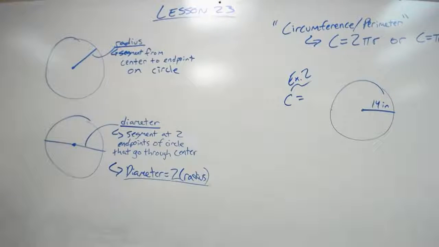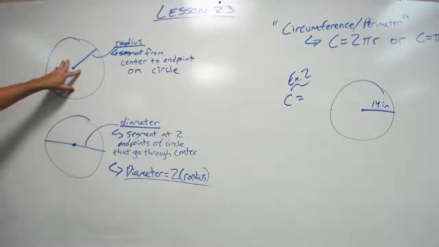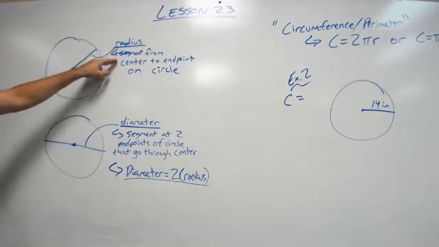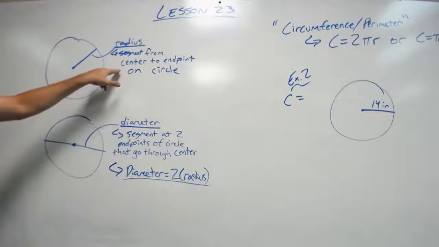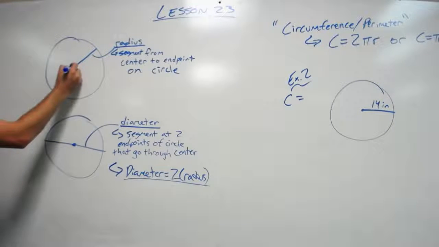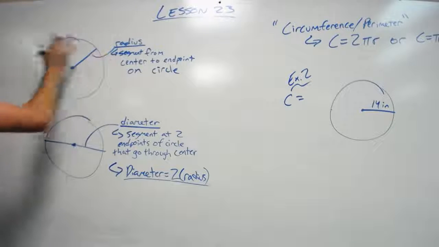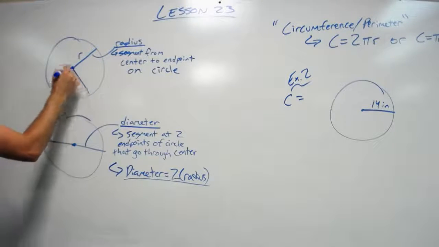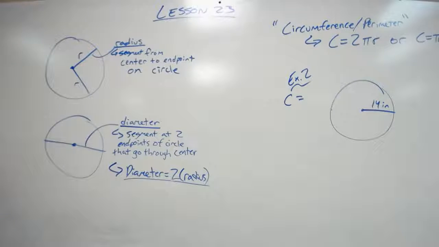In lesson 23, we're going to introduce circles in geometry. You've probably learned circles in past math classes before, but just so we know for our formulas, a reminder: the definition of a radius is a line segment from the center of the circle to an endpoint on the circle. So this is a radius, this could be a radius. The main thing is it has to get to the center of the circle.